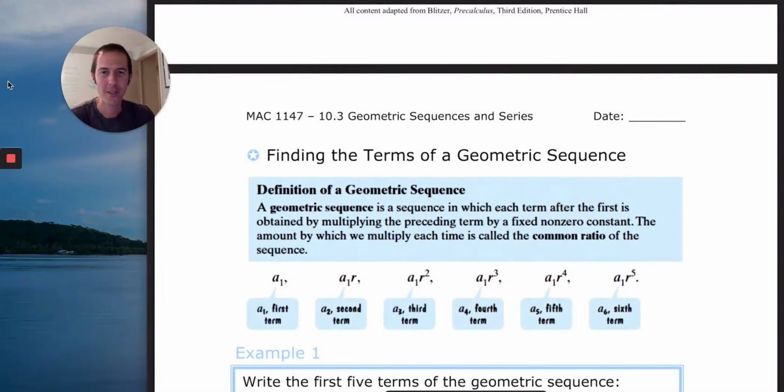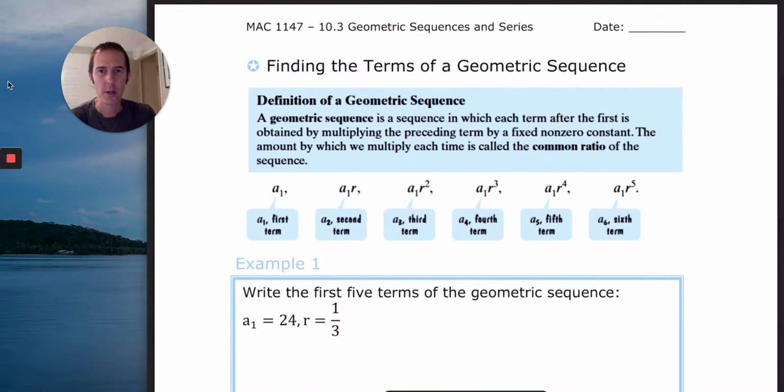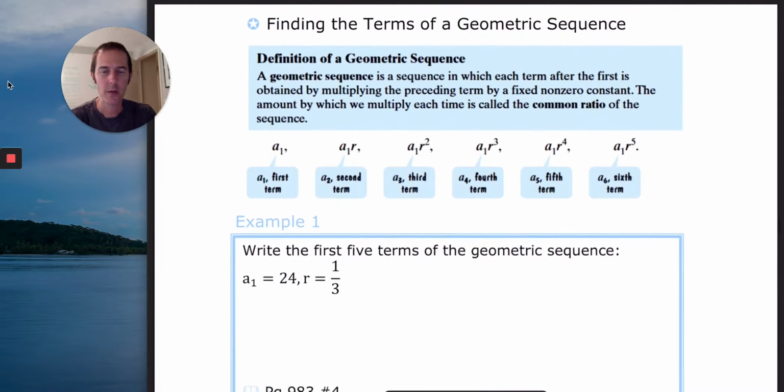Alright, here we are in 10.3 where we're talking about geometric sequences and series. In this video, I will be using slides that were prepared for Blitzer's Precalculus 3rd edition, and often at the end of these videos I work through some additional practice problems, but today I think we're going to see enough practice right here in these slides, so let's have a look and see what kind of definitions and formulas and problems we can work out here today.